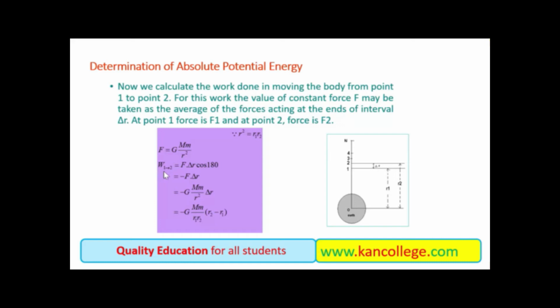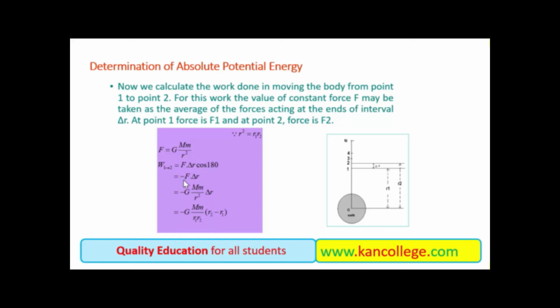So to calculate the work done from first to second point, we use the scalar product of force and the displacement delta R, F dot delta R into cos of 180 degrees, as we are displacing upward, and the force of attraction is in downward direction, so it will be a negative work, and the angle will be 180 degrees, and cos of 180 is equal to -1.